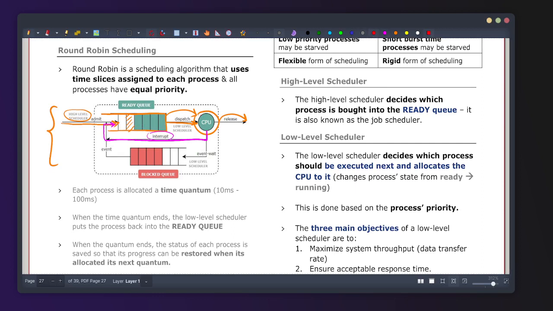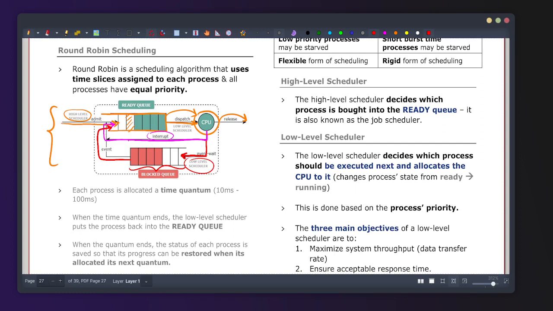Otherwise, the process might be waiting for an IO operation. Let's say that you're playing a game and the game is waiting for you to press the up arrow key. Then you're in an event wait phase. So it will enter another queue called the blocked queue. This picking and placing in the blocked queue is done by the low level scheduler. Finally, once the event occurs, once you press the up arrow key, it will end up back on the ready queue.